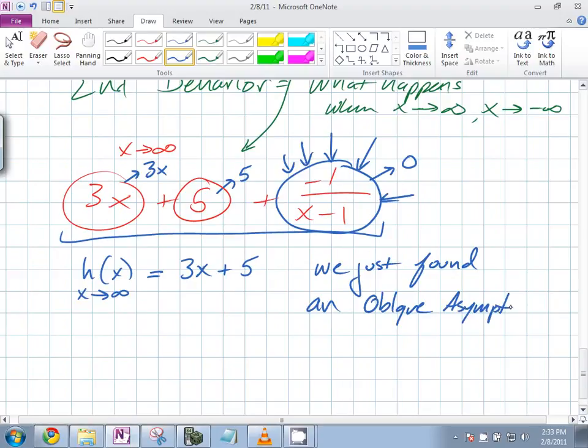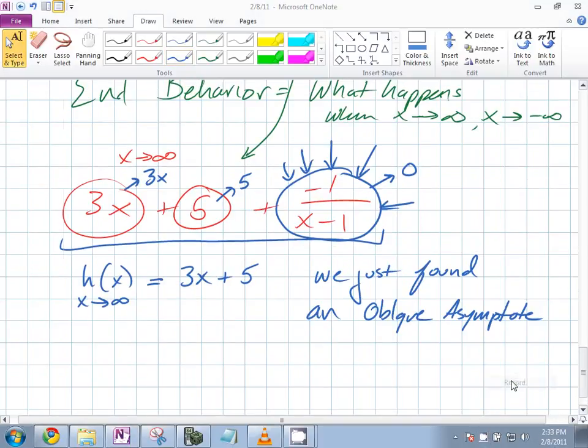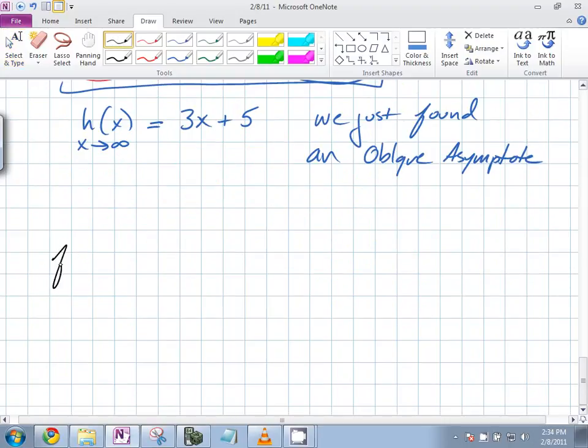Yes, we just found an oblique asymptote. And it's not vertical, exactly. Let's make something up. How about f of x is equal to (x squared plus 2x minus 3) over (x minus 4). Let's take a look at this one.